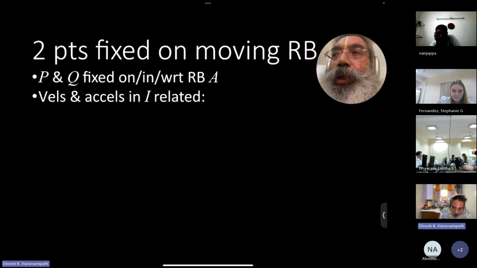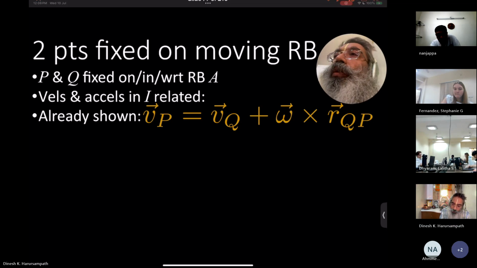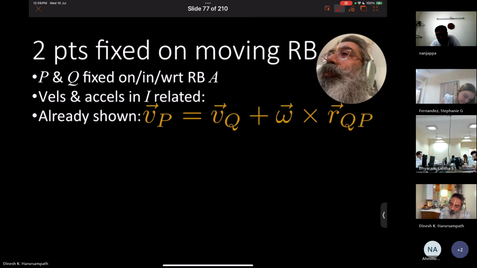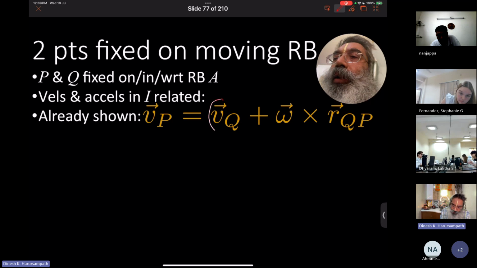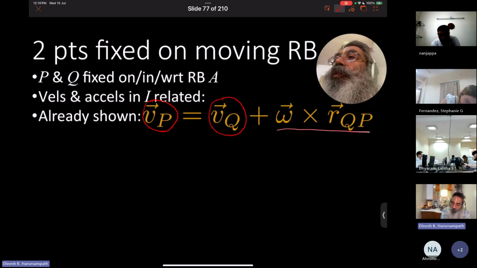We can actually do it without having to do that, right? So the velocity and acceleration in I are related, and we have already shown that if we know the velocity at Q, then we don't need to derive Vp from fundamentals, but we just have to add a term. And that term is not even having any derivatives.